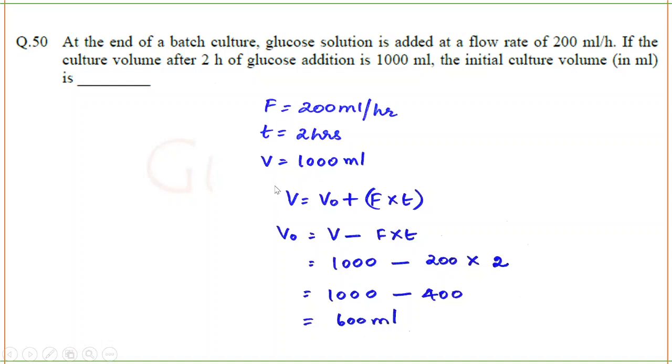So the formula is V is equal to V naught plus F into T. Final volume is equal to initial volume plus flow rate into time. So you're going to find V naught. Just rearrange the formula. V naught will be equal to V minus F into T. Put the values in the formula directly. V is 1000, F is 200 and time is 2. Simply put all the values in the formula and solve it. You will get 600 ml. So the initial volume for the culture will be 600 ml.